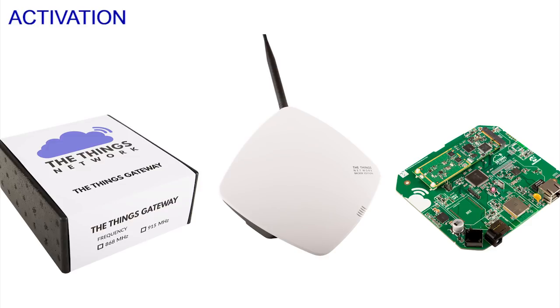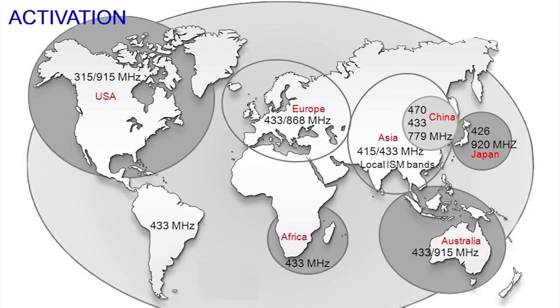When a gateway arrives, it may be marked with a frequency. This is the basic radio frequency used and will be based upon the region of the world in which it will be operating. In Europe, this is usually 868 MHz and 915 in America. The global use of different frequencies is shown here, so double-check this, particularly if your device has come from the Far East, where the suppliers will be sending out product all around the world.